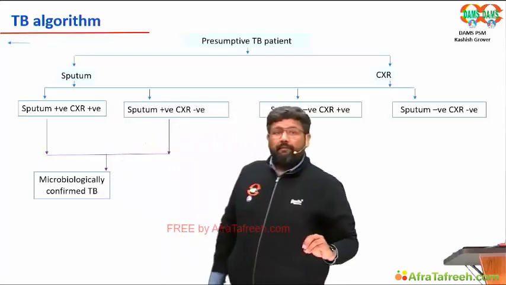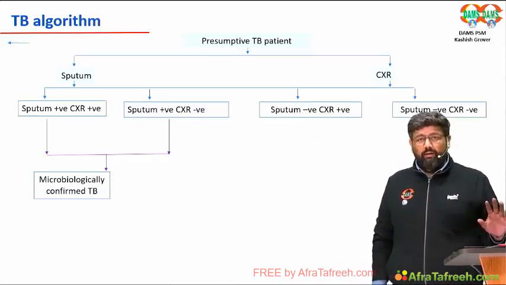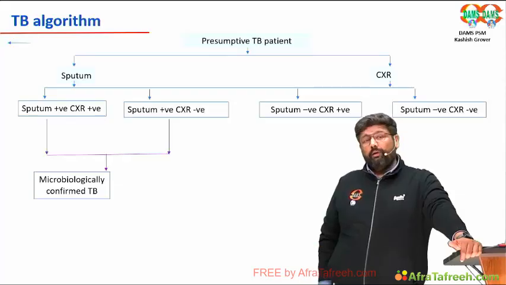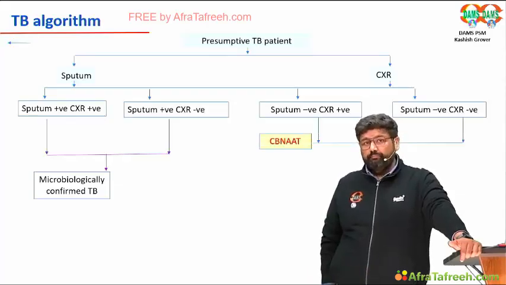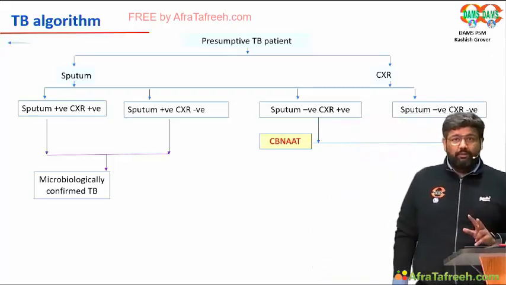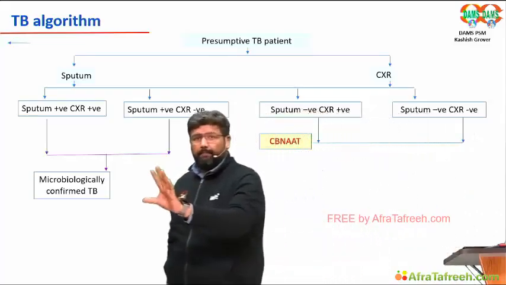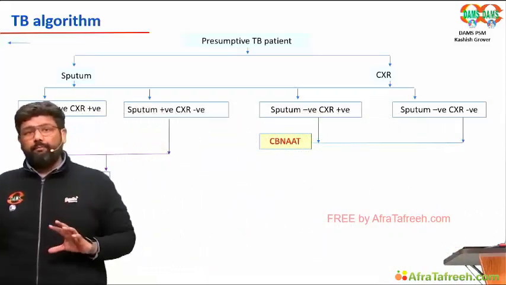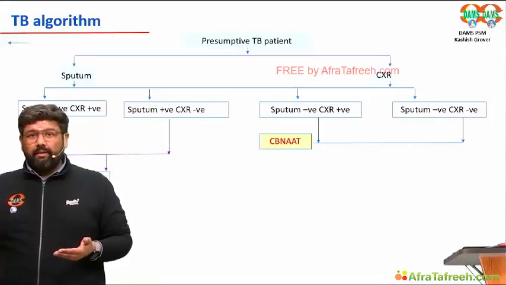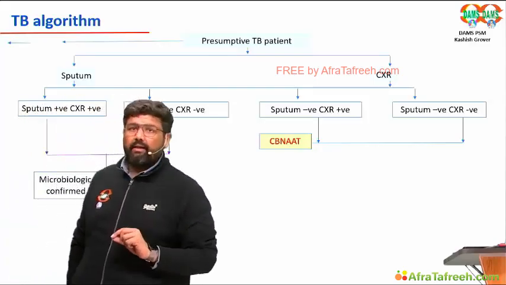Now, if the sputum is positive, I don't care about anything. Sputum is positive, I have seen acid fast bacilli, AFB. I'm going to label it microbiologically confirmed TB. If the sputum is negative and chest X-ray positive, or sputum is negative and chest X-ray both negative, then this is a question for me, because the patient clinically seems to be a tuberculosis patient. What will I do? CBNAAT.